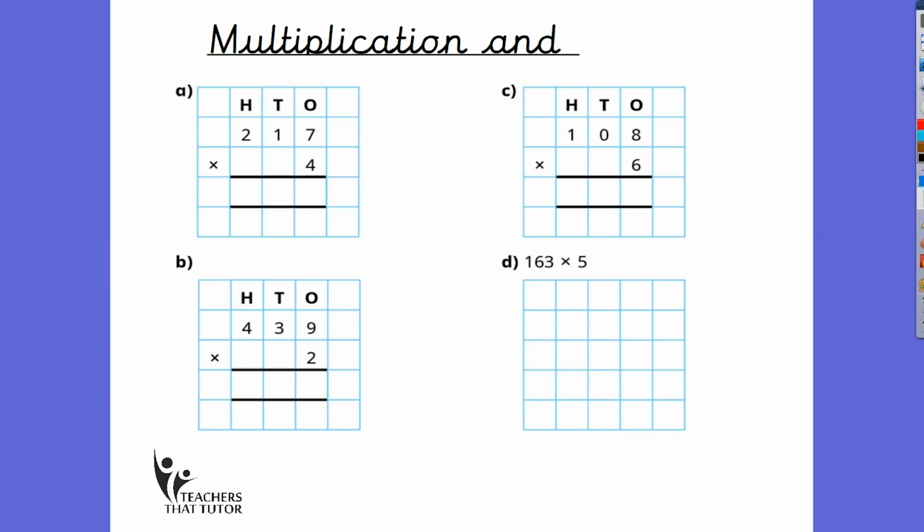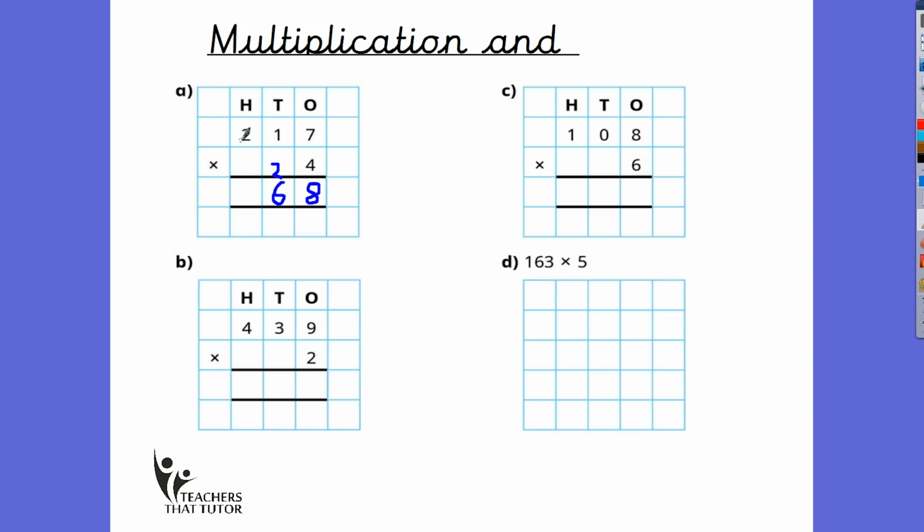So let's go through a couple more. Starting always with the ones. 7 times 4 is 28. 8 down, carry the 2 tens. 1 times 4 is 4, plus 2 is 6. But again, that is 10 times 4, which is 40, plus 2 tens, 50, 60.